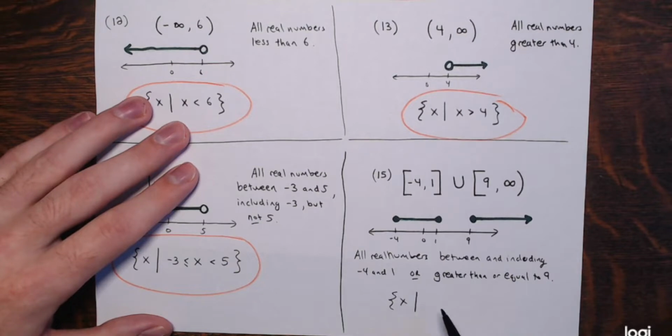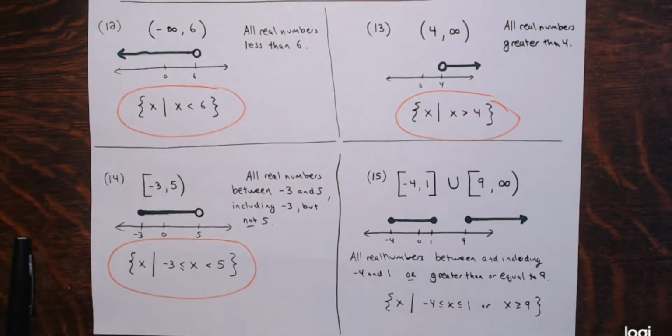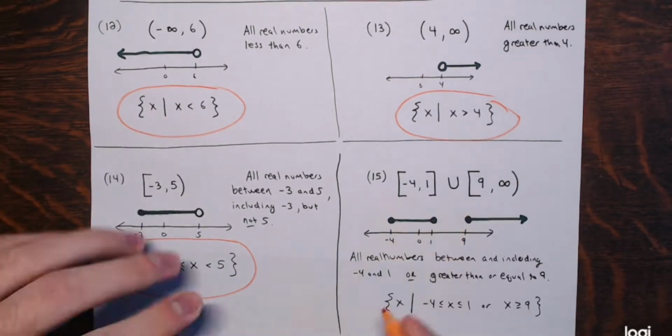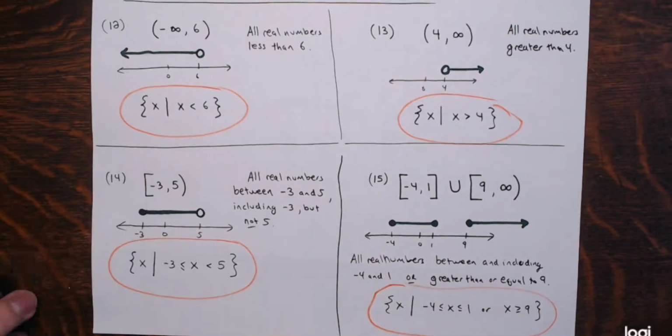All x such that x is between and including -4 and 1, or x is greater than or equal to 9, and then you put the word or in there. Got both these inequalities describing both these intervals, and that's it. So again, pretty simple stuff after a while. Hopefully you get the hang of it.